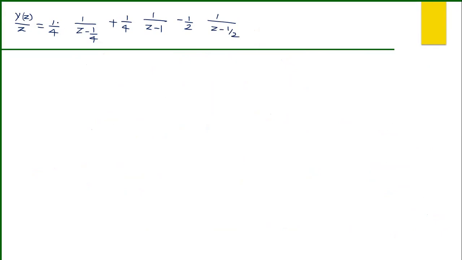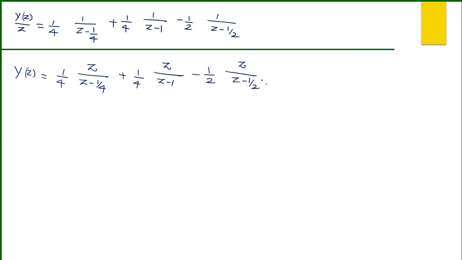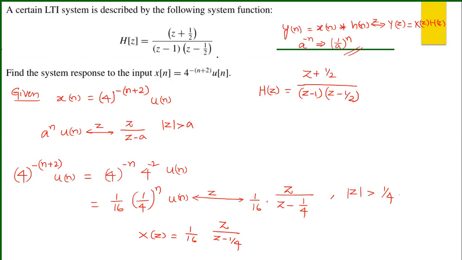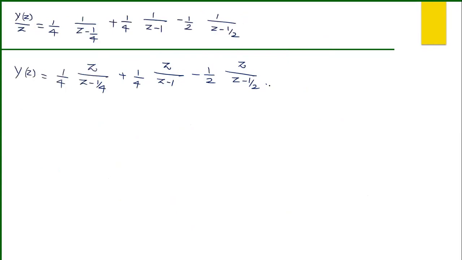Now, you send this z to this side. Y of z will become 1 by 4 into, we multiply z with all the terms, z by z minus 1 by 4, plus 1 by 4 into z by z minus 1, minus 1 by 2 into z by z minus 1 by 2. Now, if they have not mentioned the ROC, whether it is a right-sided or left-sided signal, we need to consider the right-sided signal only. The default value is right-sided signal.